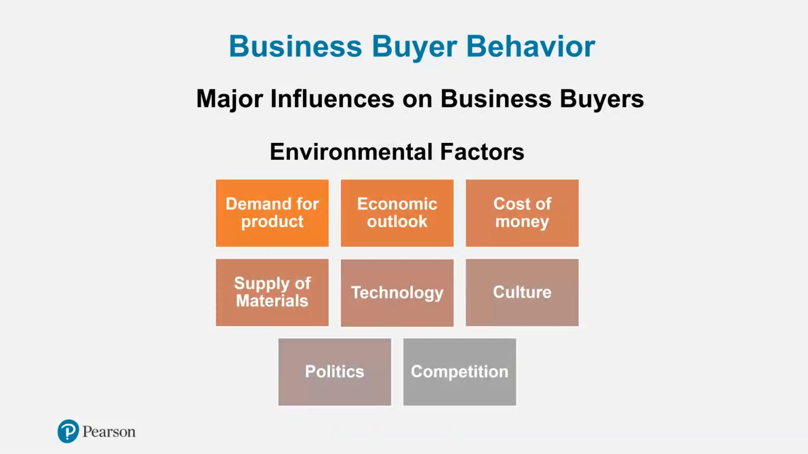So let's take a look at environmental factors. There's many of them, of course, and some of them can be as simple as demand for the product. If there's no demand for the product, there's no demand for her to buy anything. She's also looking at what the economy looks like, the cost of money, how the dollar is against maybe other currencies, the types of supplies that she can get. She's going to use technology. So, for example, she could purchase from anyone throughout the entire world. Her culture impacts the way she purchases. Politics and competition impact her as well.